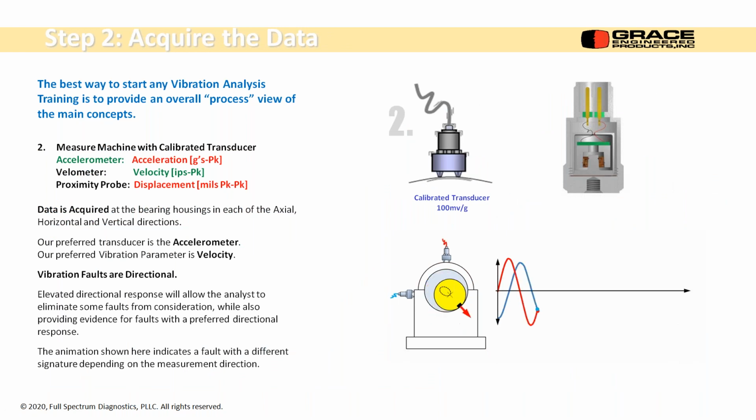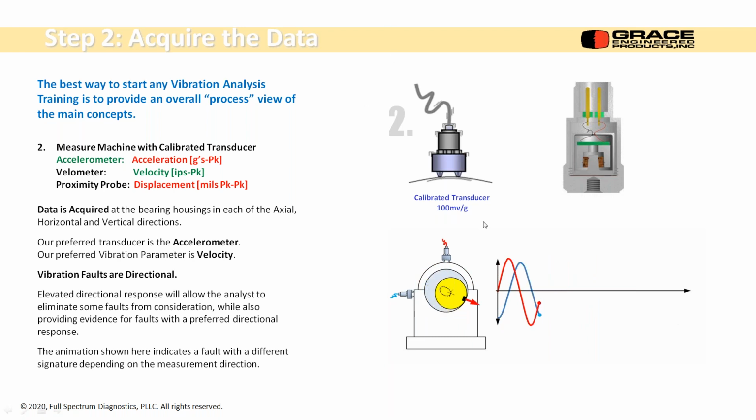We acquire the data with a transducer. This is just showing a single axis accelerometer and what it looks like on the inside. The Grace transducers are a little different. Their working element is on a chip inside the housing enclosure, and it's a MEMS transducer, mechanical electro machine system, something like that. I can never remember what that means. So anyway, it's some type of transducer.